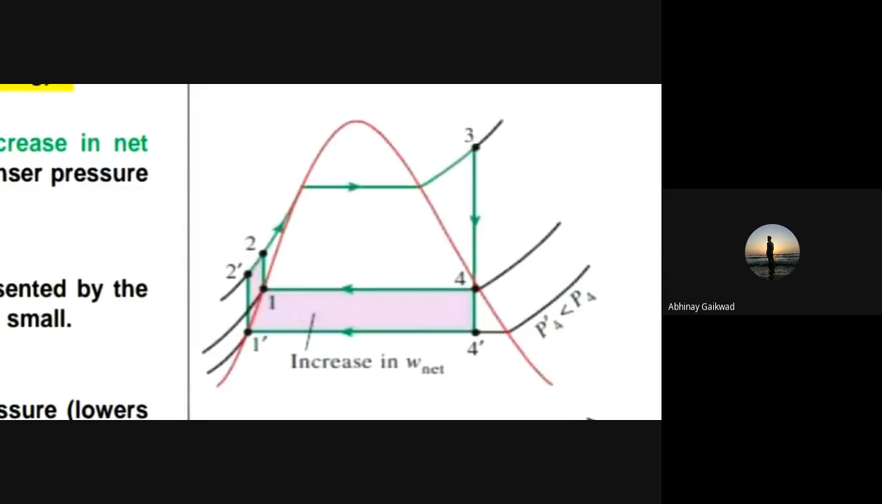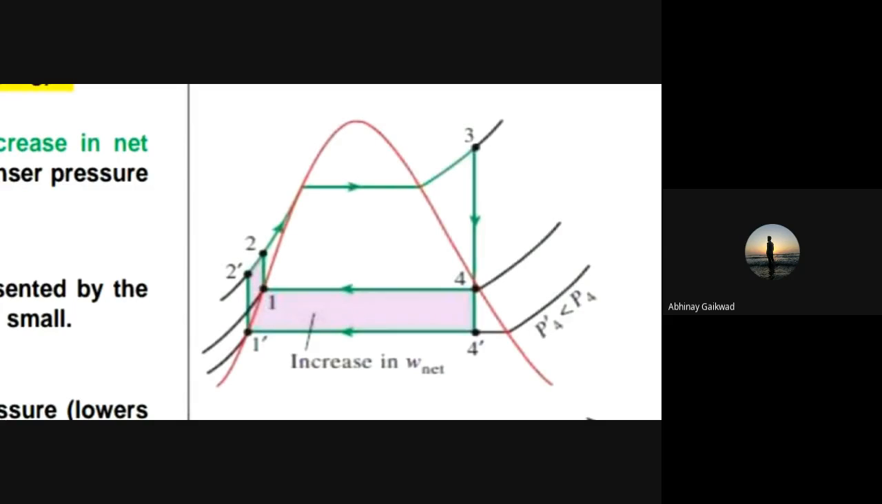Here I have represented it by the area under 2 to 2 dash, because at 2 we are giving heat input to the boiler, so that heat input is also going to increase. Now just a reminder, our efficiency formula is W net divided by Q in. W net increases and Q in also increases. So slightly our efficiency is also going to increase.